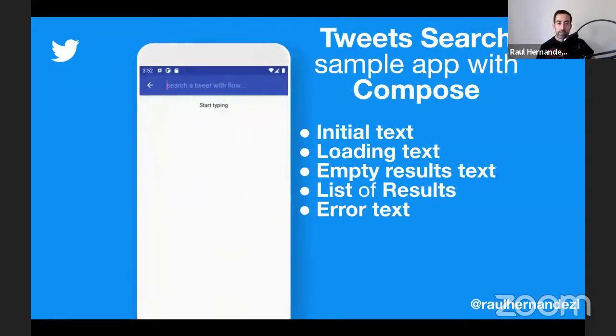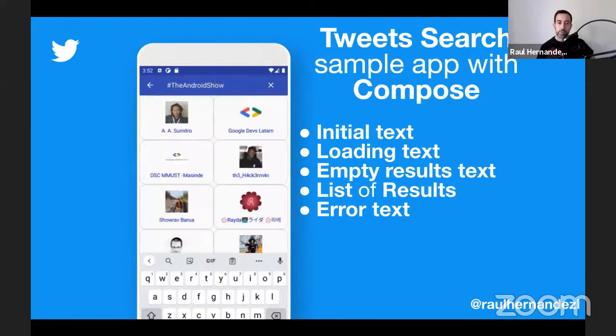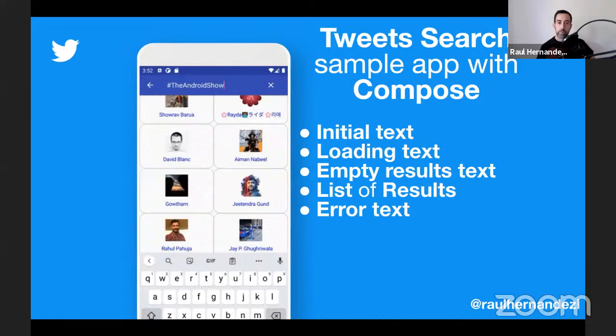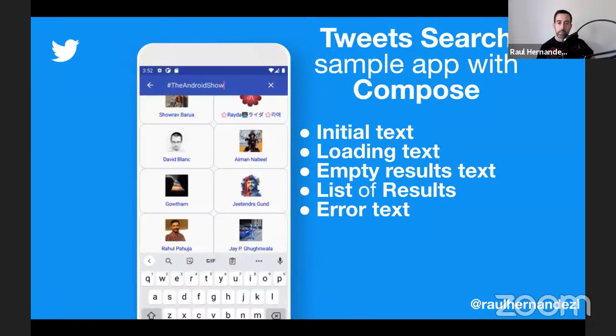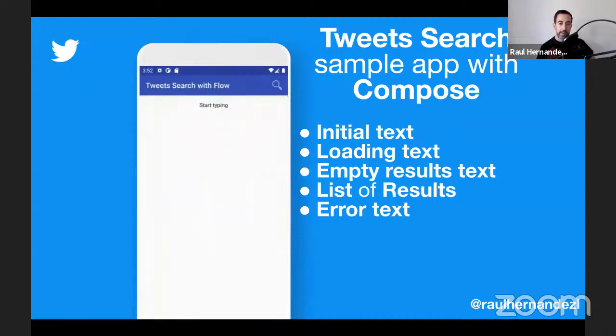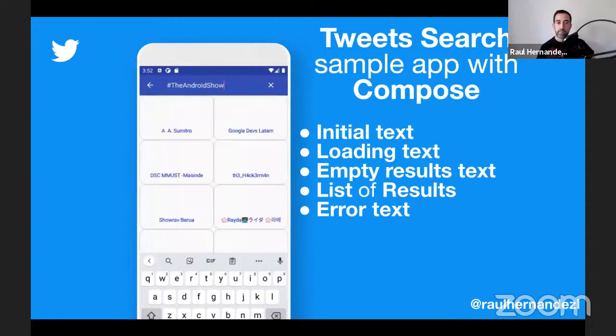So basically, this is the final result. Start typing is the top center that I mentioned a moment ago. And this is me typing something in Compose. And here we are, getting the results, refreshing, and we can go to the detail by clicking one of them, and you can see the results with the hashtags. So we have the initial text, the loading text, the empty results text, the results, and the error text. And this is actually much smaller in lines of code than regular imperative UIs.